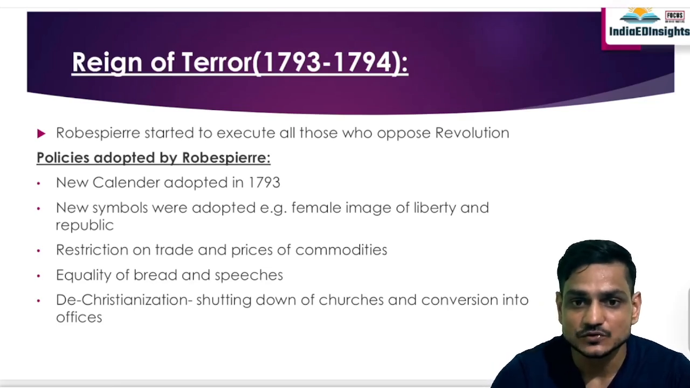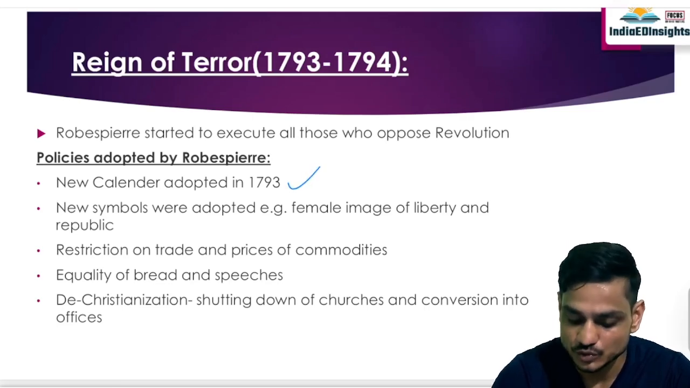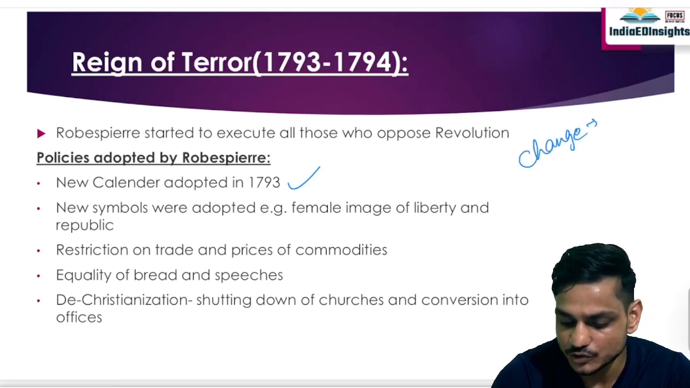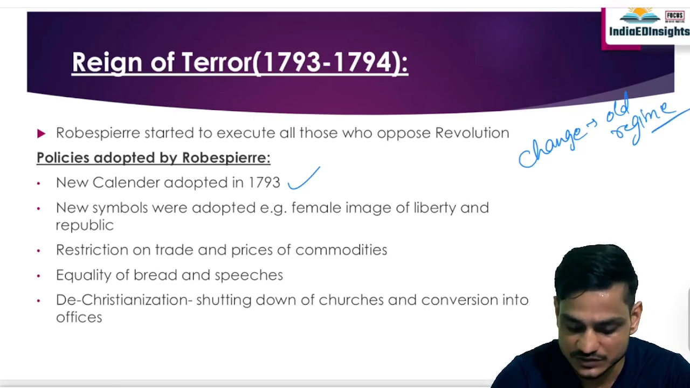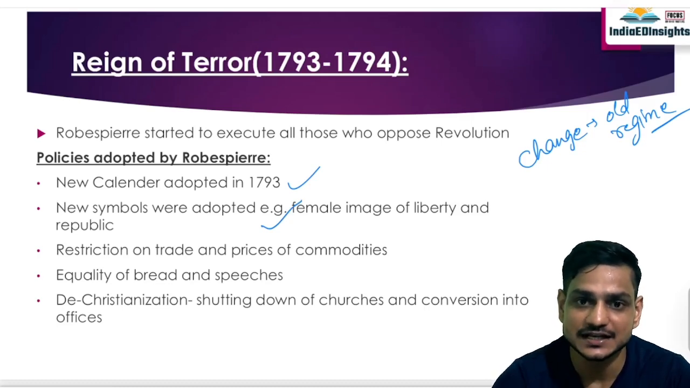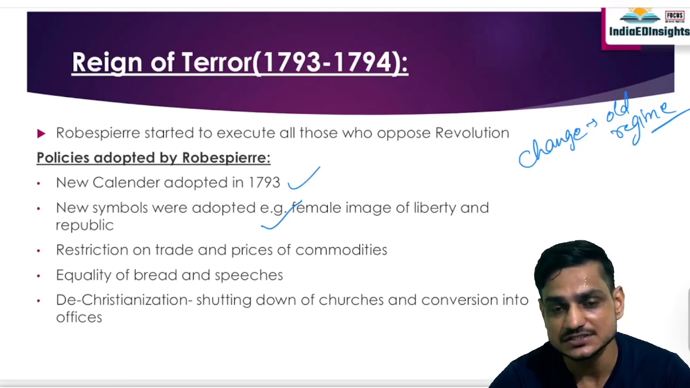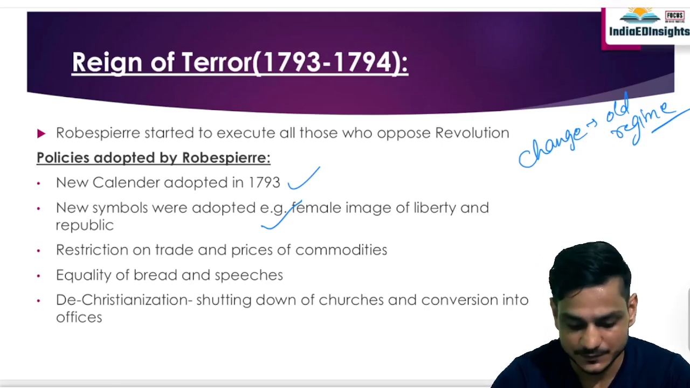So the changes Robespierre implemented: a new calendar was adopted in 1793. He wanted to change all the things which were followed during the old regime, so he first changed the calendar of the old regime. New symbols were adopted, for example the female image of liberty and the republic. These images were very prevalent in society. A lot of images were given in the NCERT books for different things. A lot of images were used because at that time not much of society was literate. So how would people understand all those things? They must use images for that purpose.